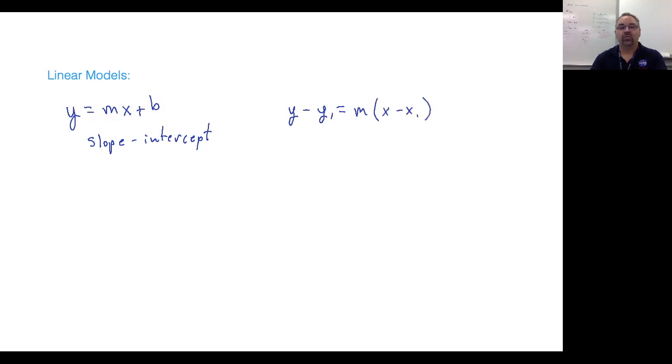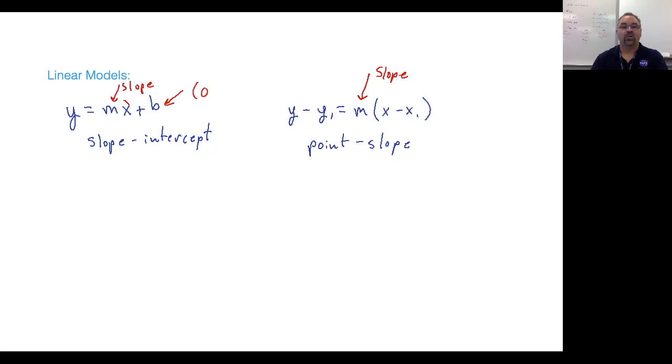In point-slope form, you're still given the slope, or you computed the slope. We'll talk about slope calculation in just a second. So that's still one of the parameters that we're going to use. Again, it's right there as well. The difference is, in slope-intercept form, you had to give the intercept.